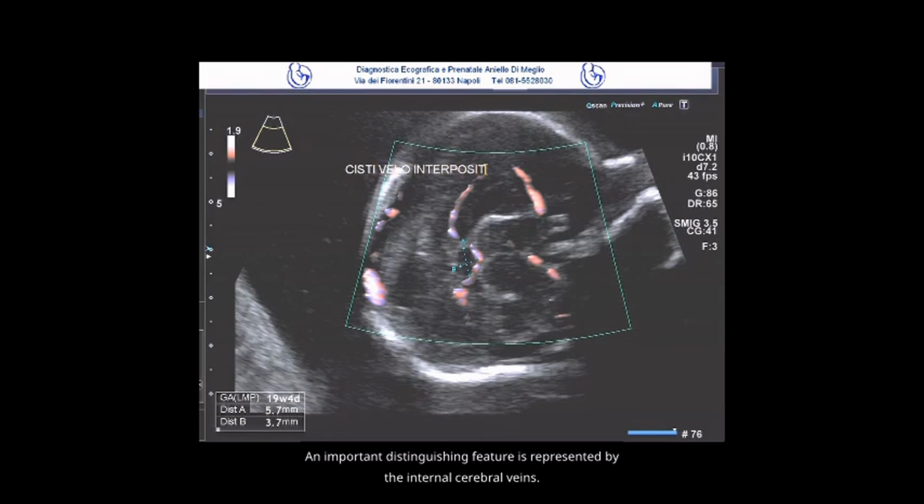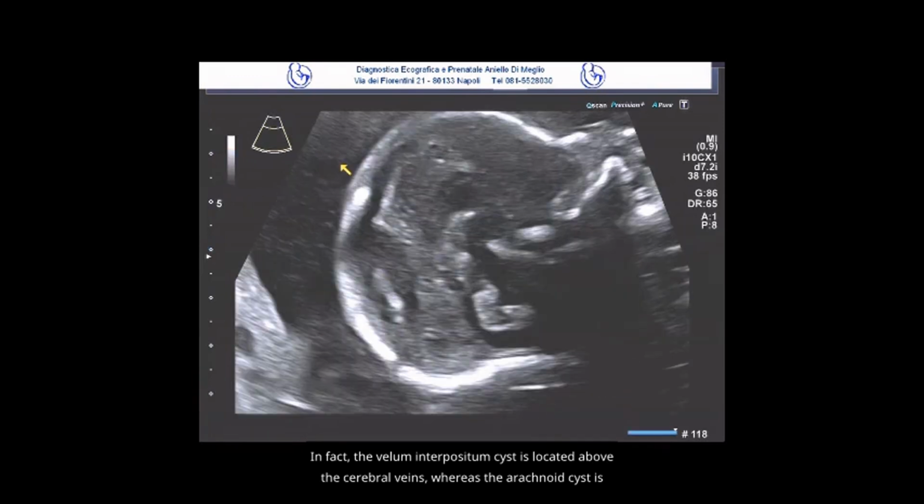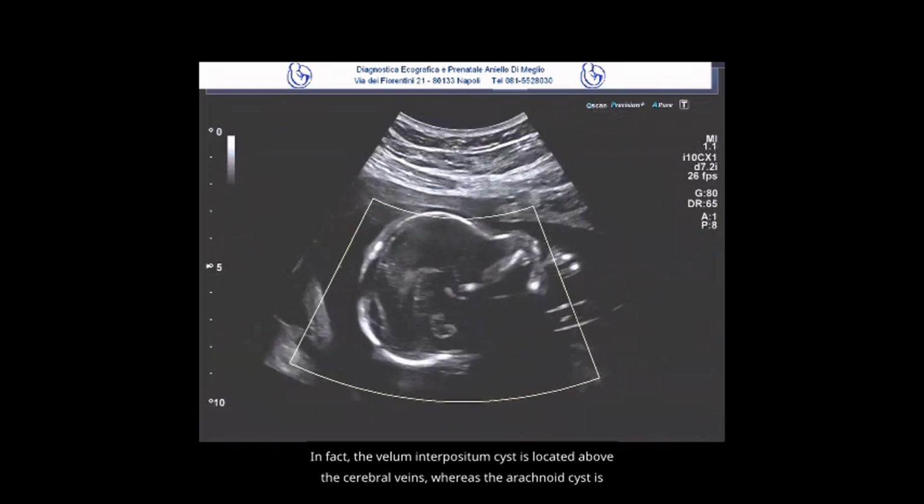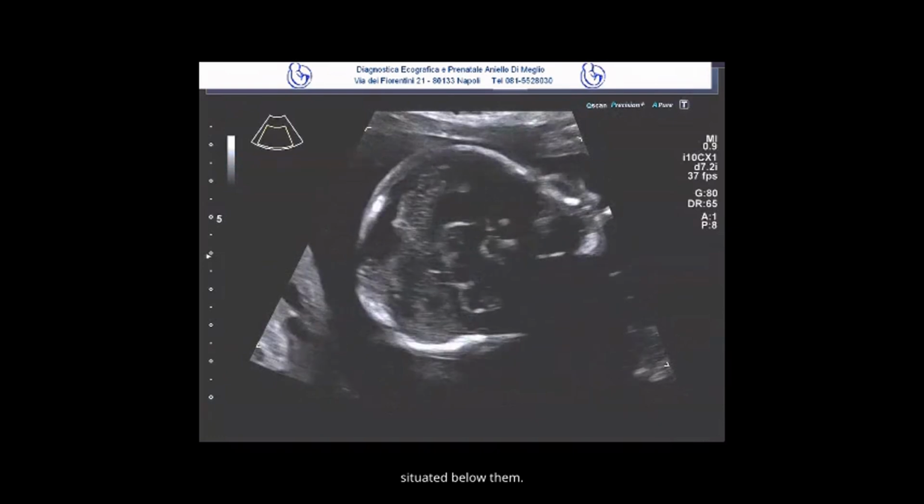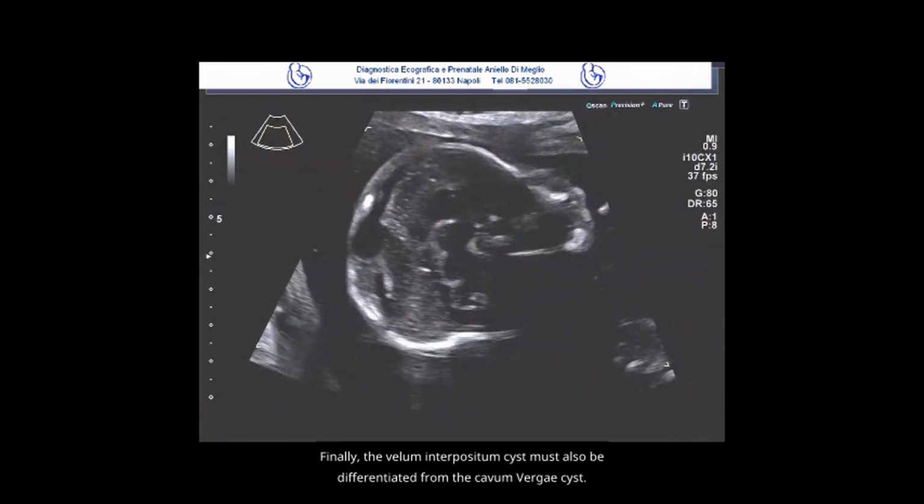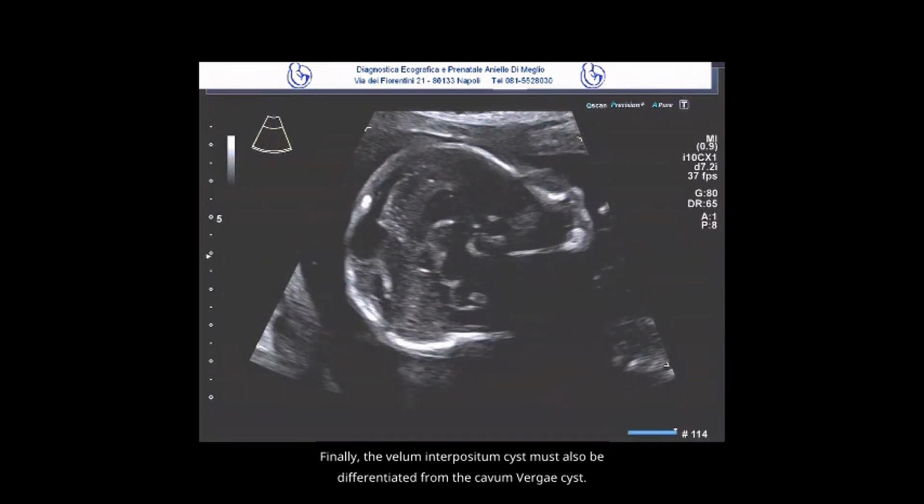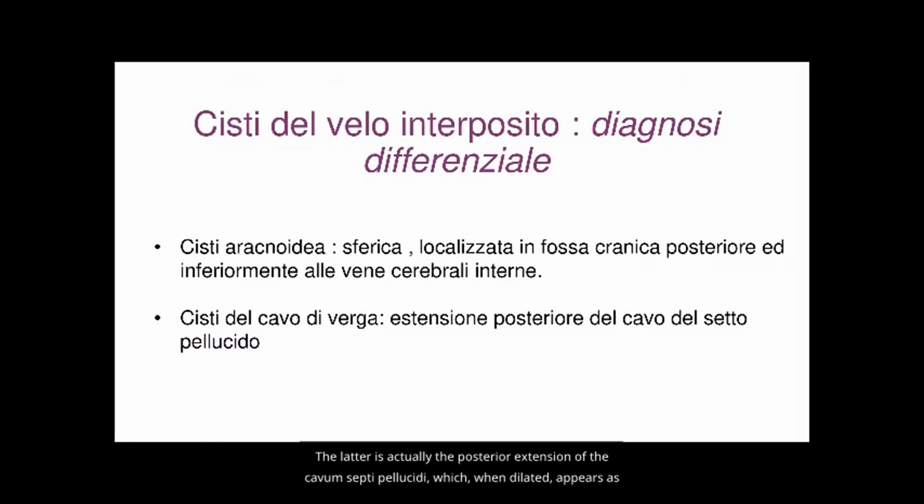An important distinguishing feature is represented by the internal cerebral veins. In fact, the velum interpositum cyst is located above the cerebral veins, whereas the arachnoid cyst is situated below them. Finally, the velum interpositum cyst must also be differentiated from the cavum vergae cyst. The latter is actually the posterior extension of the cavum septi pellucidi, which, when dilated, appears as a cystic formation.